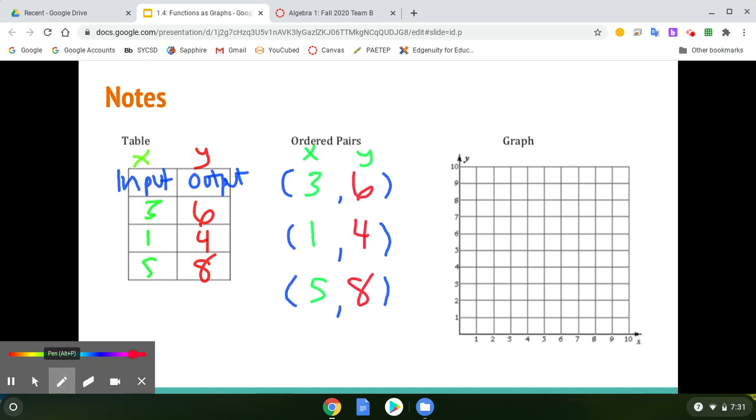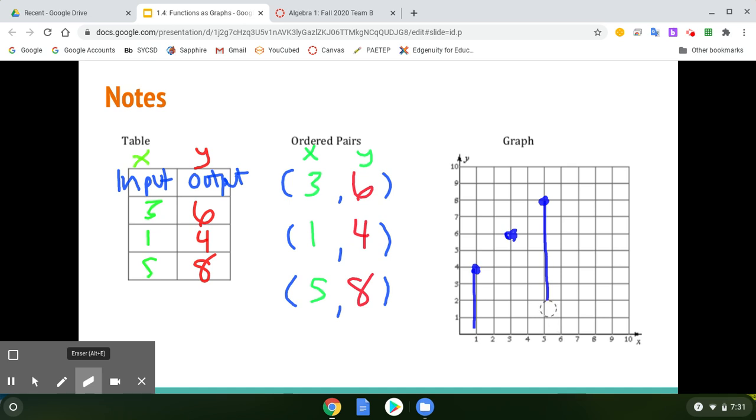And then to create a graph, I have to look at where 3 is on the x-axis. So you're really always starting at the origin, 0, 0. If I go over 3 units for x equals 3, but then up 6 units for y equals 6, that would be my first point. The second point, I would go over 1 unit, up 4 units, so that my point is right here. And then for the third point, over 5 units, up 8 units, and I'd have a point at 5, 8.